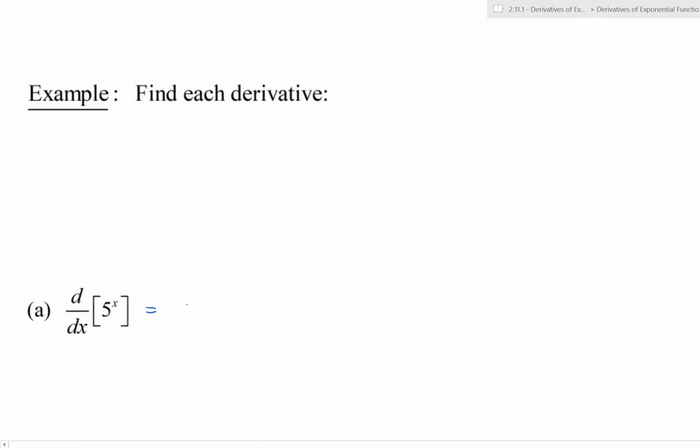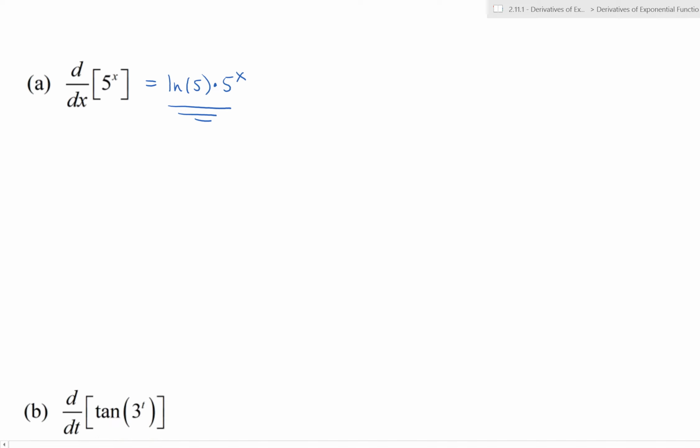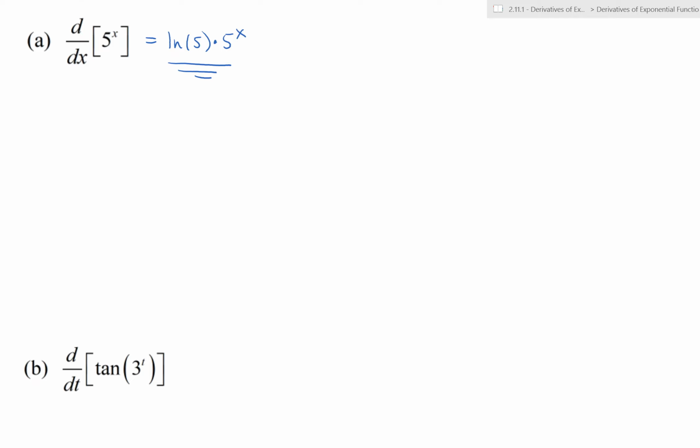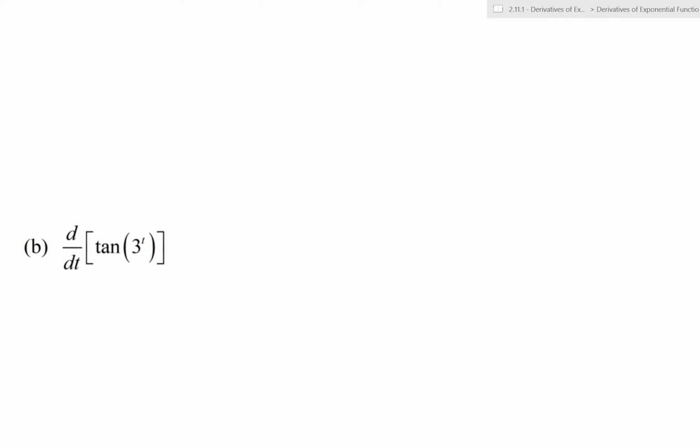So the formula says, as we just established, natural log of the base, natural log of 5, times 5 to the x. That's it. That is the derivative. So you see it. Let's do another one, though. How about the derivative of tangent of 3 to the t with respect to t?